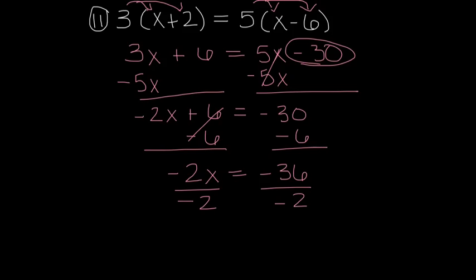Pay close attention to your signs. My negative 2's cancel, and I get x equals negative 36 divided by negative 2 is a positive 18. Again, it's never a bad idea to check your answer, but it's not completely necessary in this case because there's no fractions with the variable in the denominator.